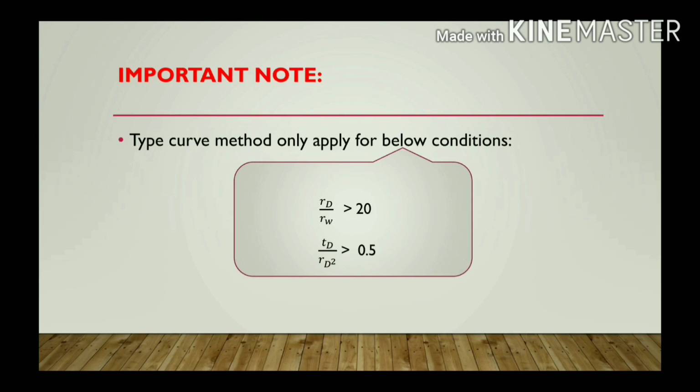Very important to note that the type curve method is only applied for the condition in which the ratio of rD upon rw, the ratio of dimensionless radius upon radius of the well, is greater than 20, and the ratio of dimensionless time and the square of dimensionless radius is greater than 0.5. If these two conditions are satisfied, then only we apply the type curve method to determine the reservoir parameters.